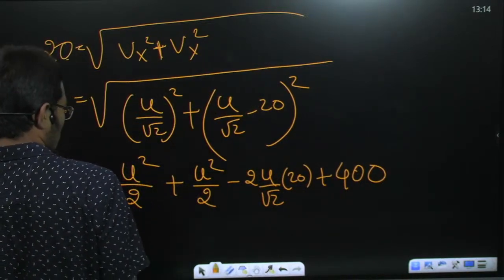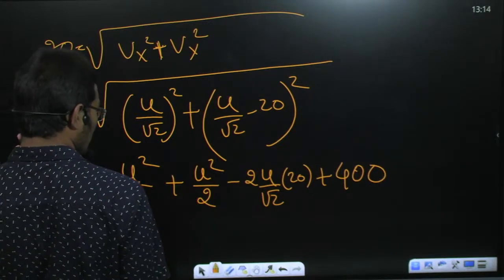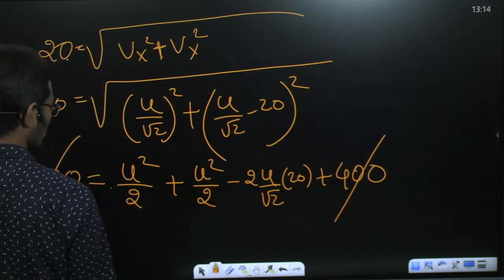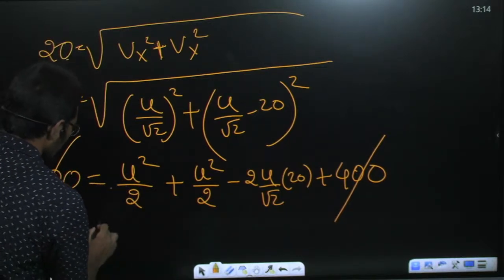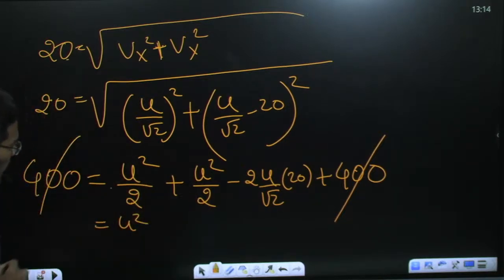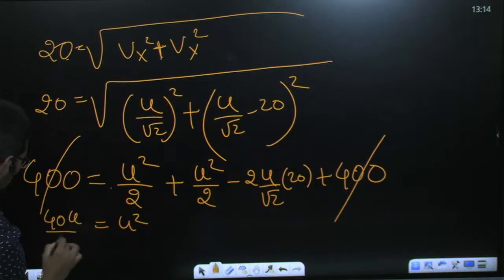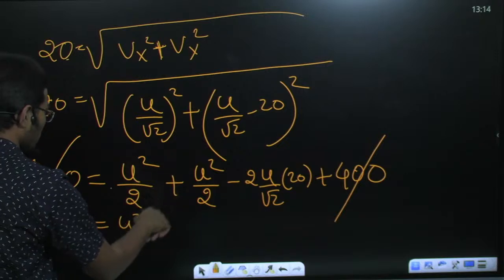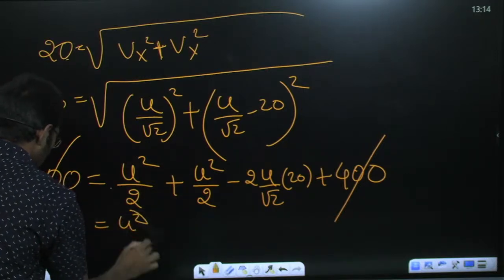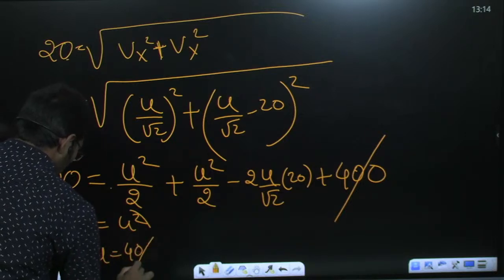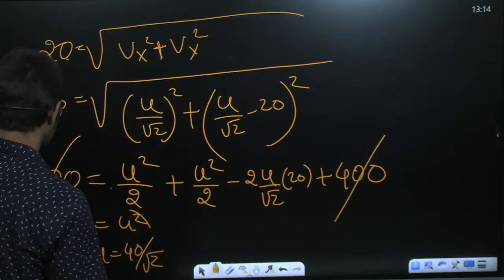A square minus 2ab plus b square. Okay. u square becomes u square. If you try to go there, 40 u by root 2, right? 2 into 2 is 40, 40 u by root 2, u square by 2, u square. So u cancels. So u is equal to 40 by root 2. Do we have such an answer?